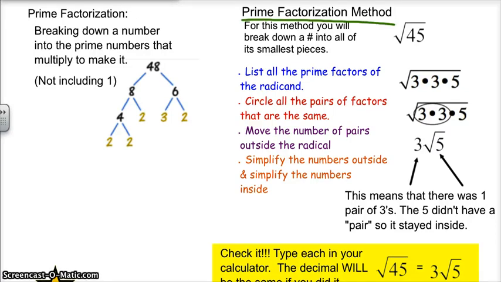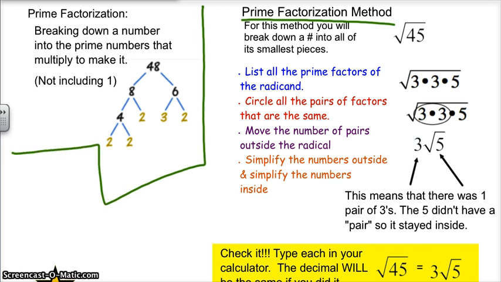For prime factorization, we first have to know how to get things down to their prime factors. Prime factorization is when you break down a number into the numbers that multiply to make it, not including 1. So you're getting the numbers down as small as they can possibly go. 48 is 8 and 6. 8 goes down to 4 and 2. 4 goes down to 2 and 2. 6 goes down to 3 and 2. So your prime factors would be those.